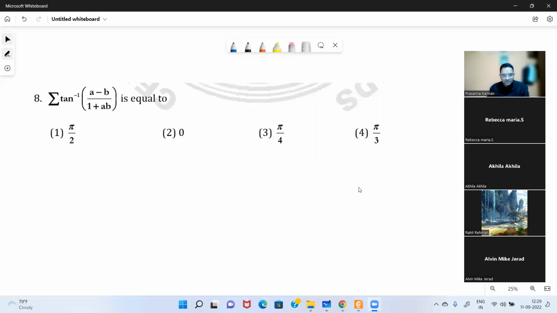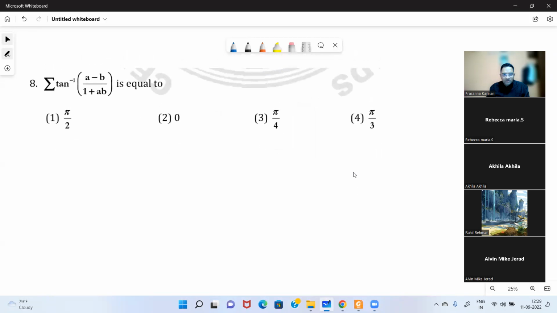Now let's go to the next question. You're given sigma. The symbol is called sigma. Sigma tan inverse of (a minus b) by (1 plus ab) is equal to? Okay. First, let's understand what is sigma, right? Sigma represents summation of a particular pattern.